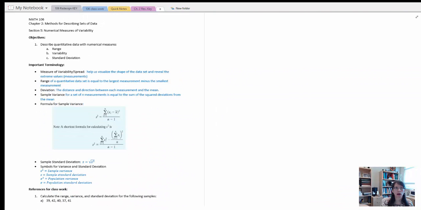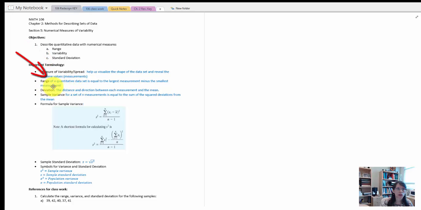This video is about numerical measures of variability. Our objectives are to talk about range, variability, and standard deviation. The important terminology for this section deals with measures of variability or spread, and these help us to visualize the shape of the data and reveal the extreme values or measurements that may exist in the data.